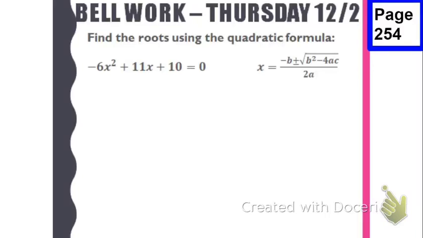All right, let's start talking our way through the bell work. What's the first thing I need to know before I can even do any substitution?